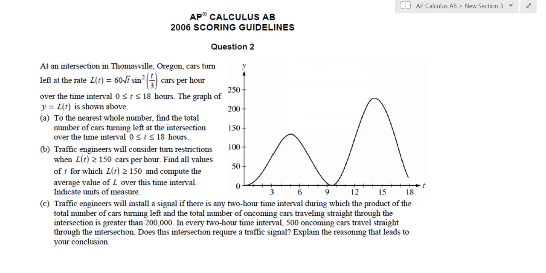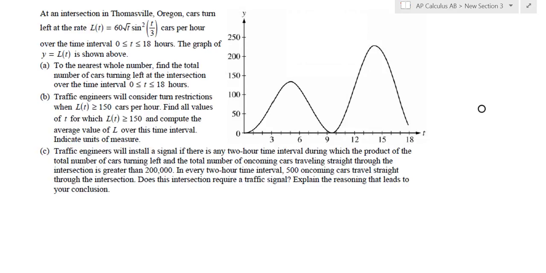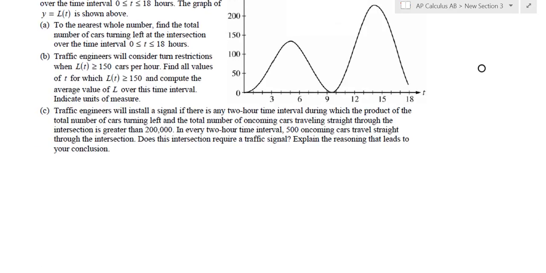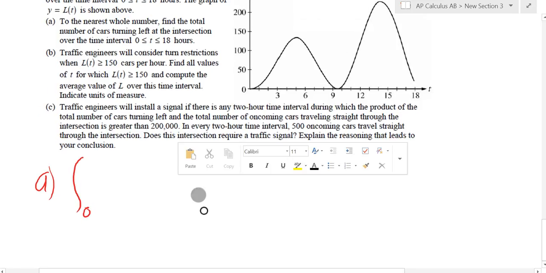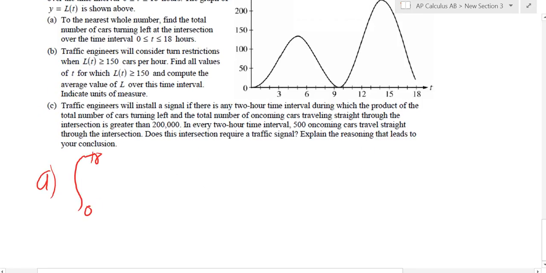To the nearest whole number, how many cars turned left from 0 to 18 hours? Well, they even give us a graph for this, which is nice. They don't have to. You can graph this on your calculator. But all we want to do for A is integrate from 0 to 18 L of t.